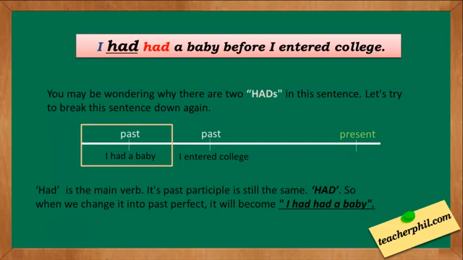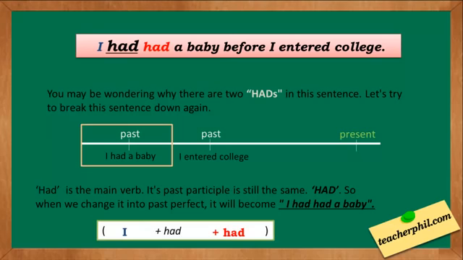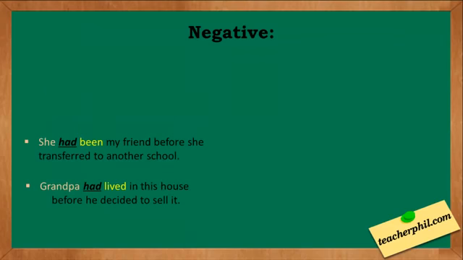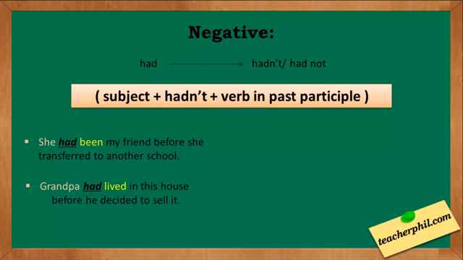Had is the main verb. Its past participle is still the same, had. So when we change it into past perfect, it will become, I had had a baby. I plus had plus another had as the main verb. Making a negative sentence is just simple. We only change had into hadn't or had not. So the pattern will now be subject plus hadn't or had not plus verb in past participle.